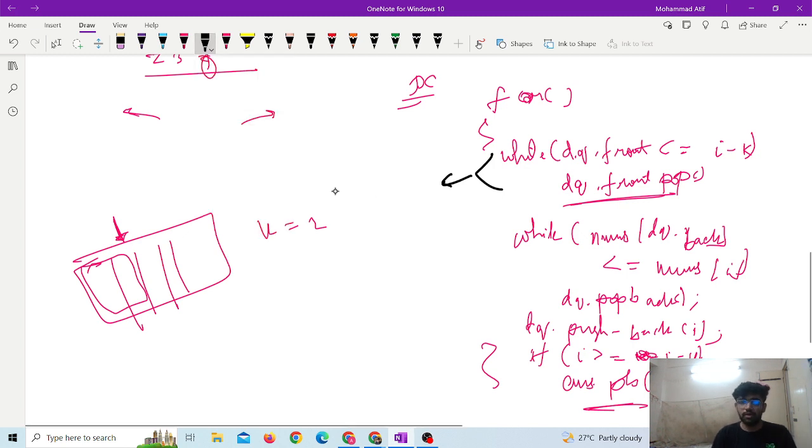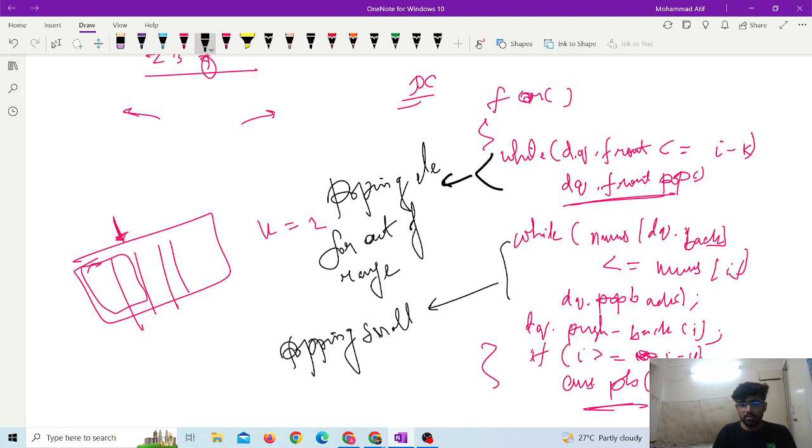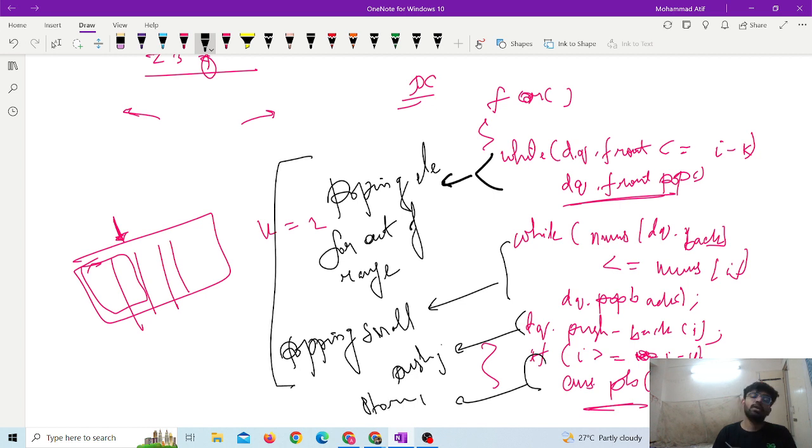This was actually popping out elements from front, popping elements for out of range. And what this is doing, popping small elements, and what this is doing, pushing the current element in the queue. And this is storing the final answer. So this is the whole gist of the code, and all the base cases, all the edge corner cases are handled in this code.